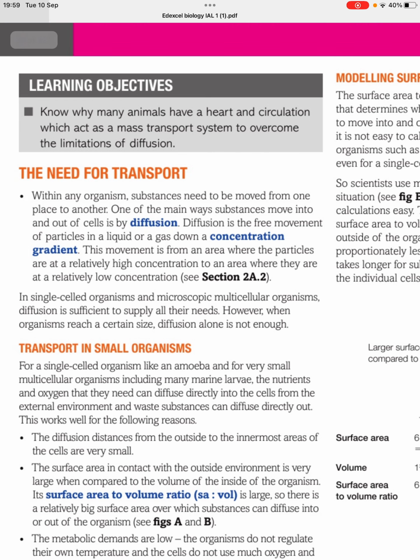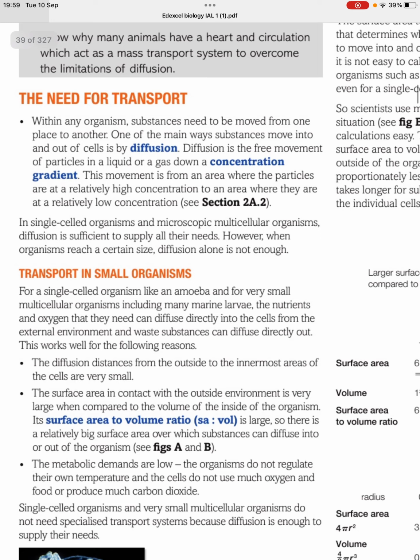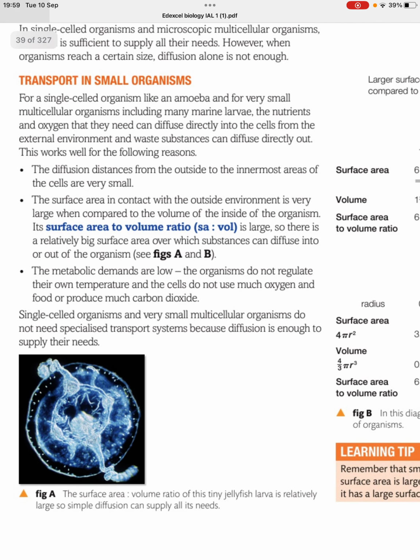Okay, in single-celled organisms and microscopic multicellular organisms, diffusion is sufficient to supply all their needs. However, when organisms reach a certain size, diffusion alone is not enough, for example, in our bodies. So, let's first go to the easy part, which is transport in small organisms where diffusion is enough.